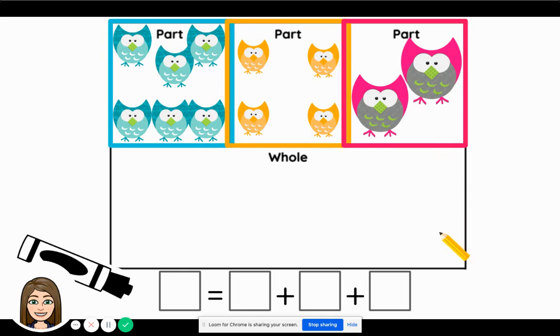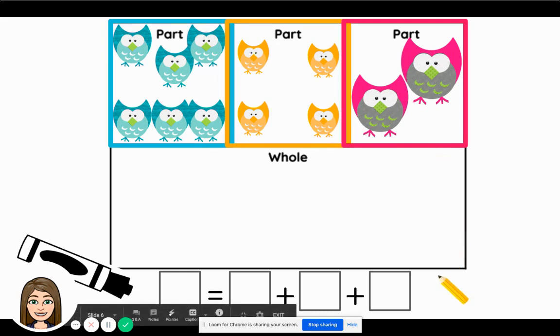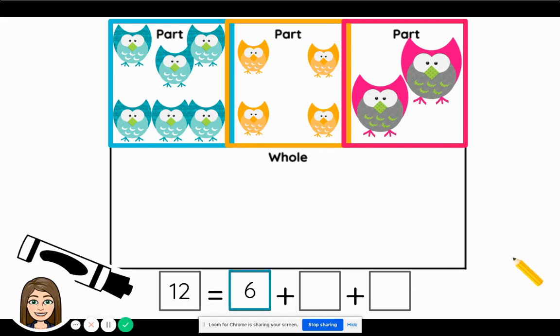Let's write an equation to represent our problem. I know that 12 is my whole because there are 12 owls in all. Now, let's look at each part. I know there are 3 parts, so I need to add 3 numbers. 6 blue owls plus 4 orange owls plus 2 pink owls. So 12 equals 6 plus 4 plus 2.